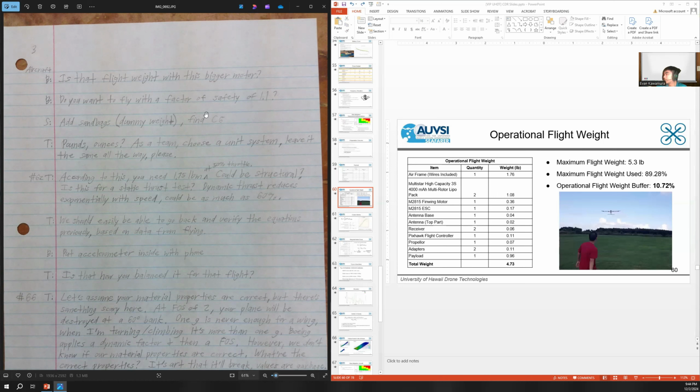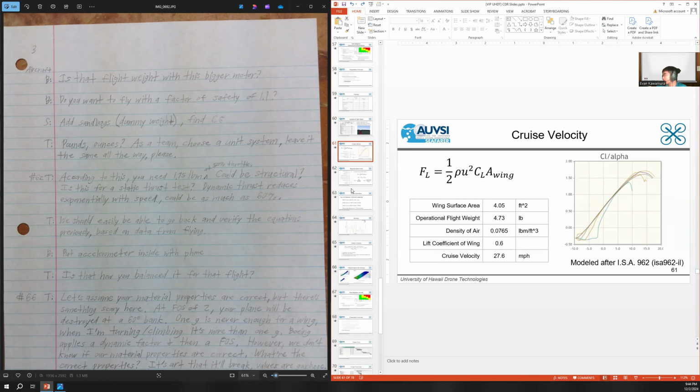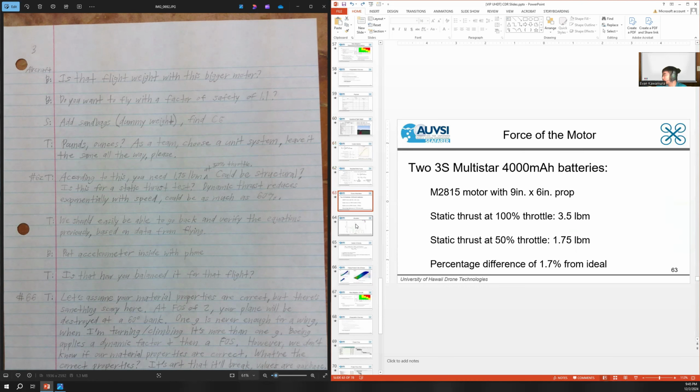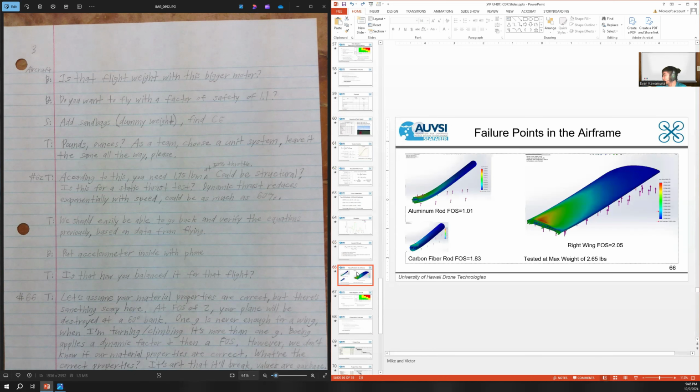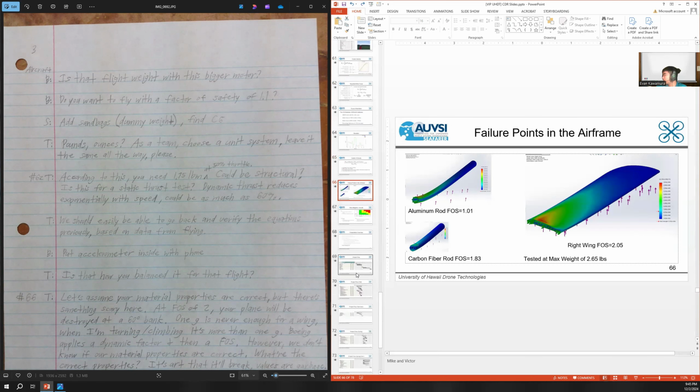I want to fly with a factor of safety of 1.1. Okay, so we have some FEA analysis somewhere, I think. Okay, here. Yeah, so fly with a factor of safety of 1.1. Probably not. That's way too close. Or maybe this is 1.01. Like this rod is most likely going to break.